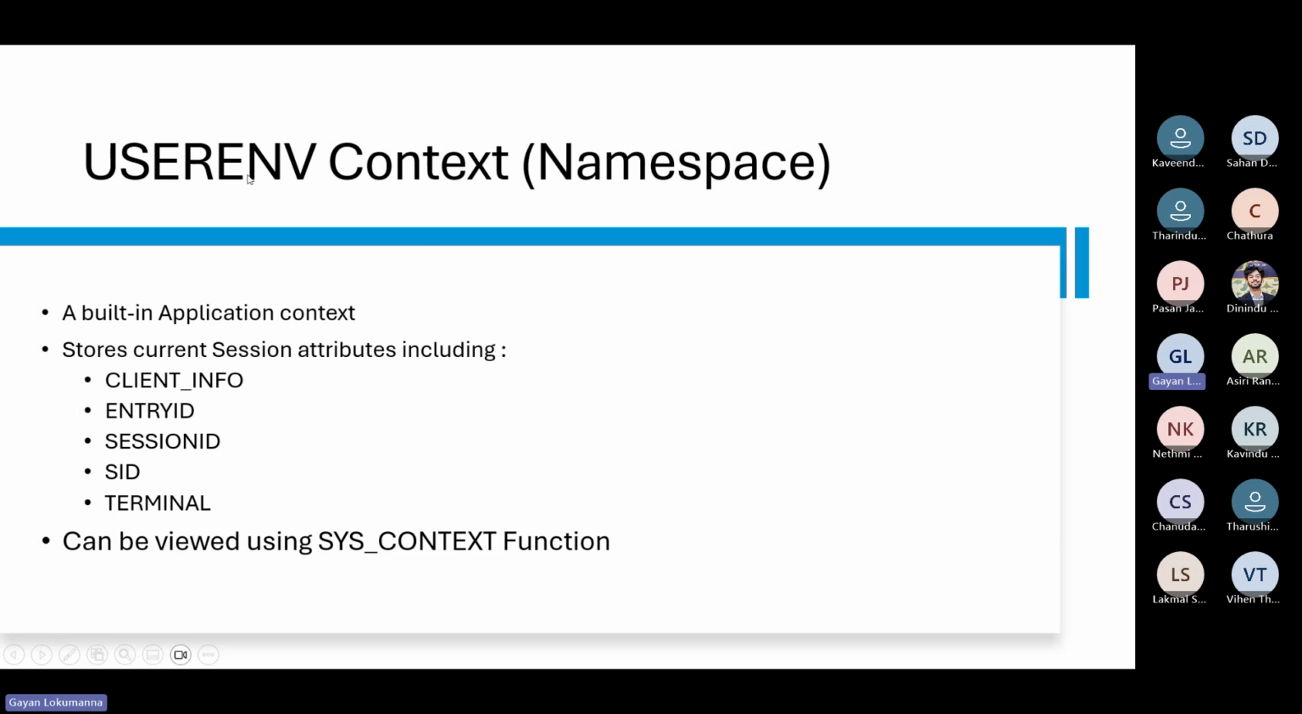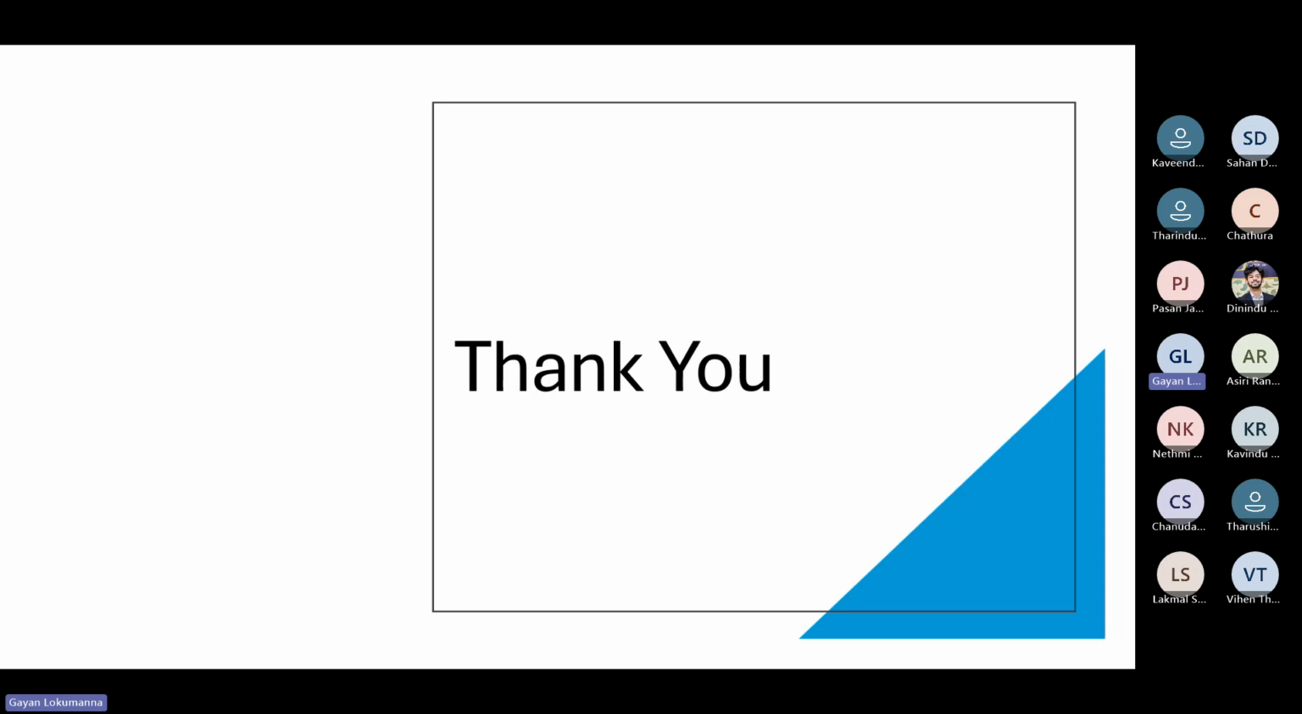This is a pre-built namespace in the database. I think we accessed some of this information. We didn't try all these attributes, but we tried the IP address, the session user, the module and so on. There are a few more that can be seen from the namespace USERENV or application context, and they can be accessed through the function sys_context. That is where we did a demonstration for application context. So that brings us to the end of the session. Now the forum is open for questions if you have any.